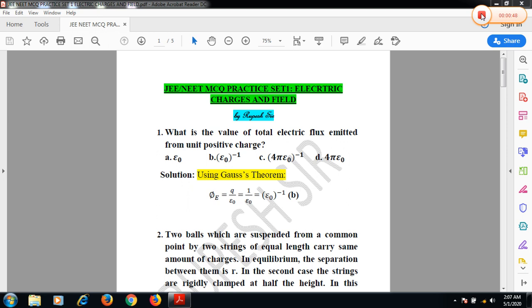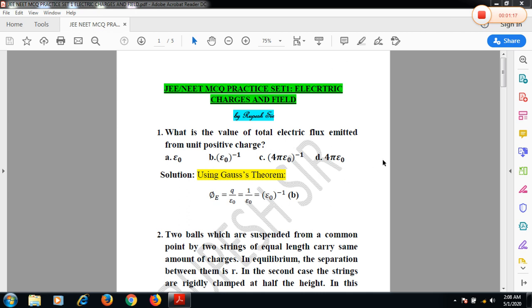Using Gauss's theorem we have electric flux phi E equals Q by epsilon naught. Since we need to find the total electric flux emitted from unit positive charge, we put Q equals 1, and we have phi E equals 1 by epsilon naught, which is epsilon naught inverse, which is our option B.